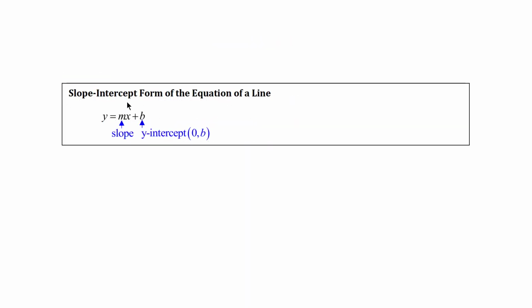First, we have the slope-intercept form of the equation of a line. This is written as y equals mx plus b. M represents the slope, and b represents the y value of the y-intercept. The y-intercept is written as (0, b). In the next example, I'll show you how to find the slope and the y-intercept of a line, and how to take an equation and put it in slope-intercept form.